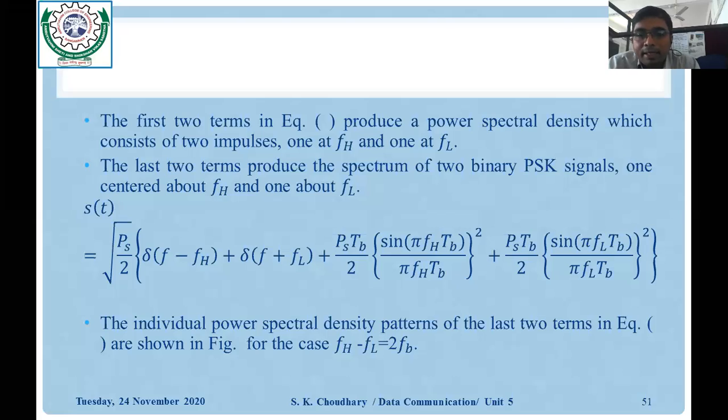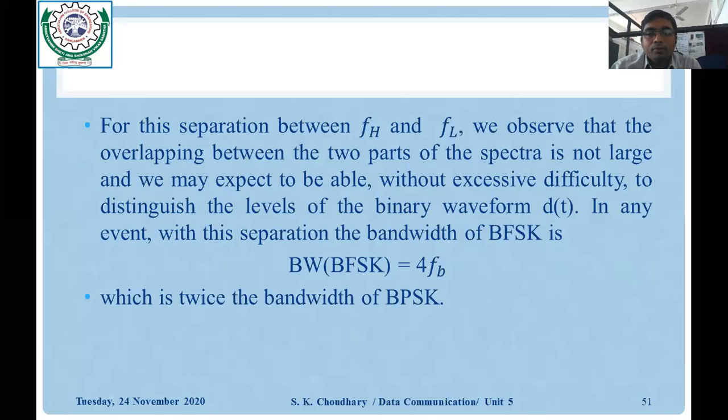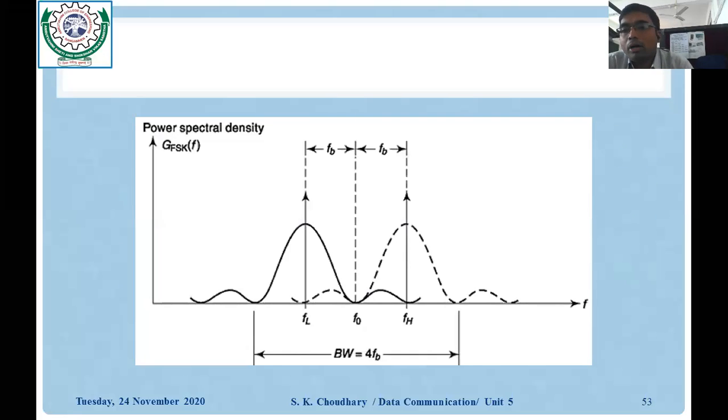The individual power spectral density patterns of the 2 terms in this equation, for this case FH minus FL becomes equal to twice of FB. That we have seen here. So finally you get the bandwidth of BFSK signal as 4 FB. That is twice the bandwidth of BPSK. BPSK has a bandwidth of twice FB, otherwise BFSK is 4 FB. You can see this from the power spectral density that we have drawn here.